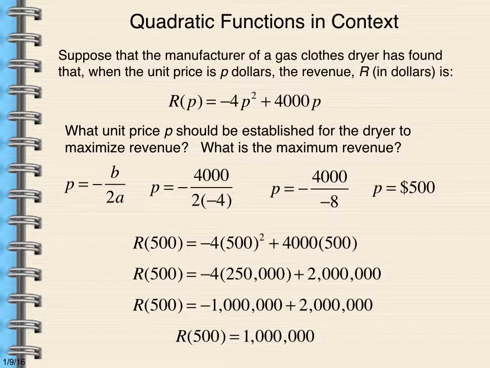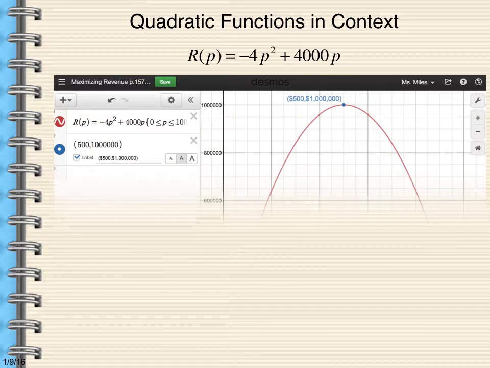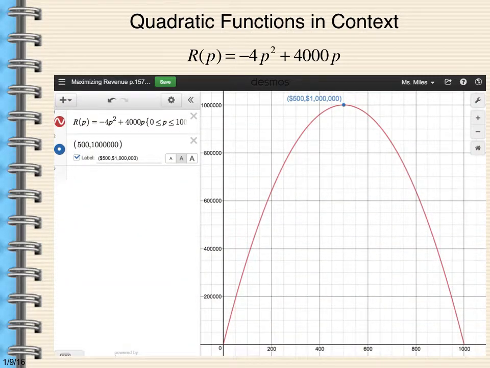So sometimes when we have very big numbers like this, it's good to check with technology to make sure that we haven't made any computational errors and that we've interpreted the problem correctly. So what I'm going to do is go to Desmos, and I'm going to type this equation into a graphing calculator expression. And the curve that results looks like this. And what's nice about Desmos is you just hover at the maximum point and it appears. So I know that 500 is definitely my price and $1 million is the revenue.